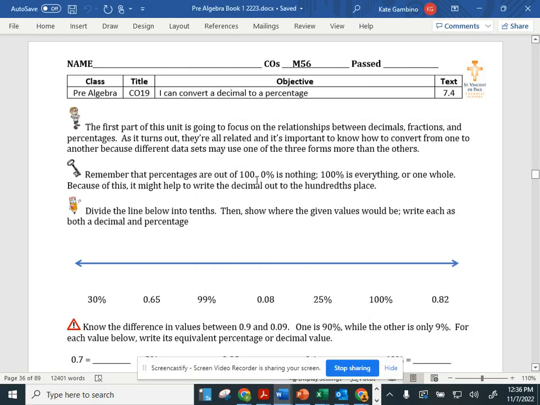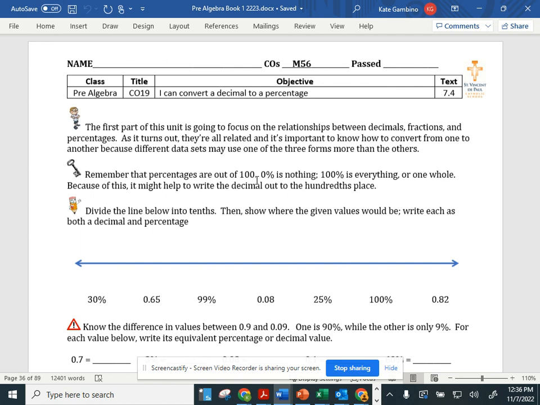Good afternoon. Today we are starting Unit 4. We are going to be working with percentages. So to start off, we are doing CO19. I can convert a decimal to a percentage. So we're working on converting with decimals and fractions and percentages at the beginning of this unit.